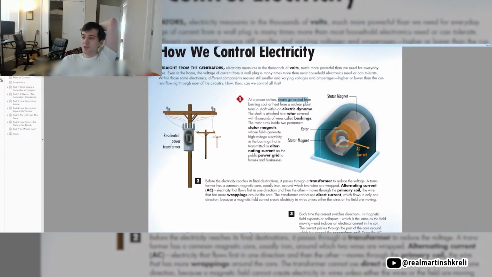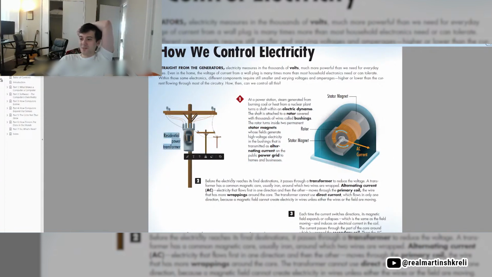At a power station, steam generated from burning coal or heat from a nuclear plant turns a shaft within an electric dynamo. The shaft is attached to a rotor covered with thousands of wires called bushings. The rotor turns inside two permanent stator magnets whose fields generate high voltage electricity in the bushings that is transmitted as alternating current to the public power grid to homes and businesses. There's the stator magnet, the rotor, and the current comes out, I guess.